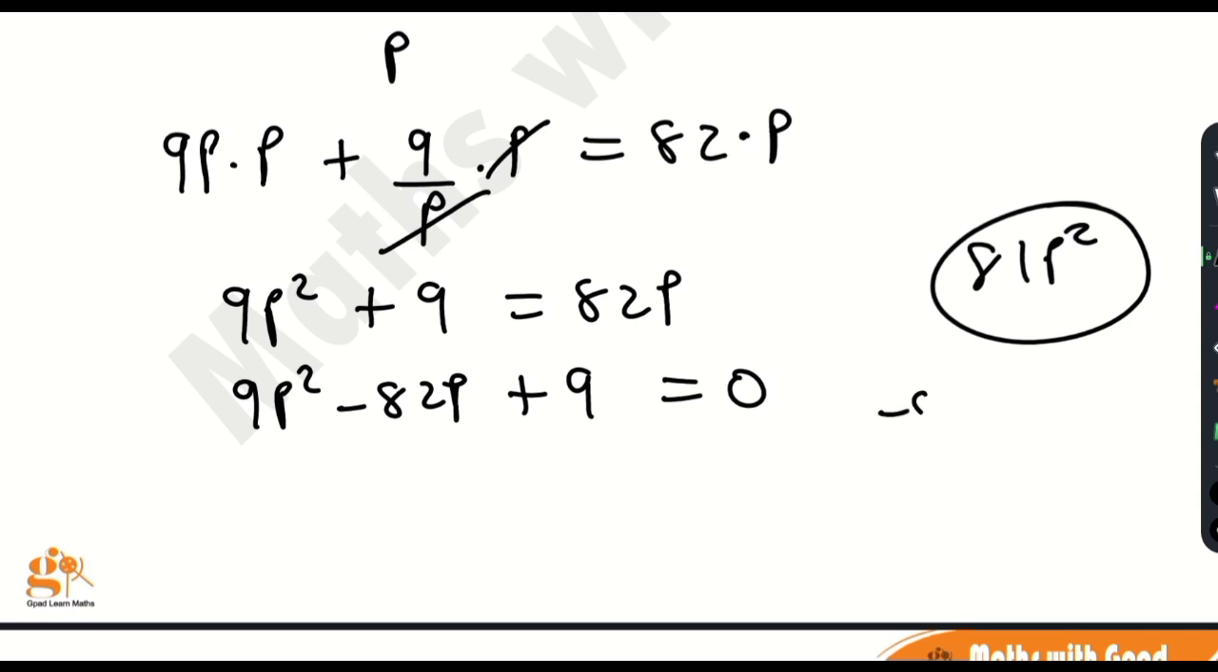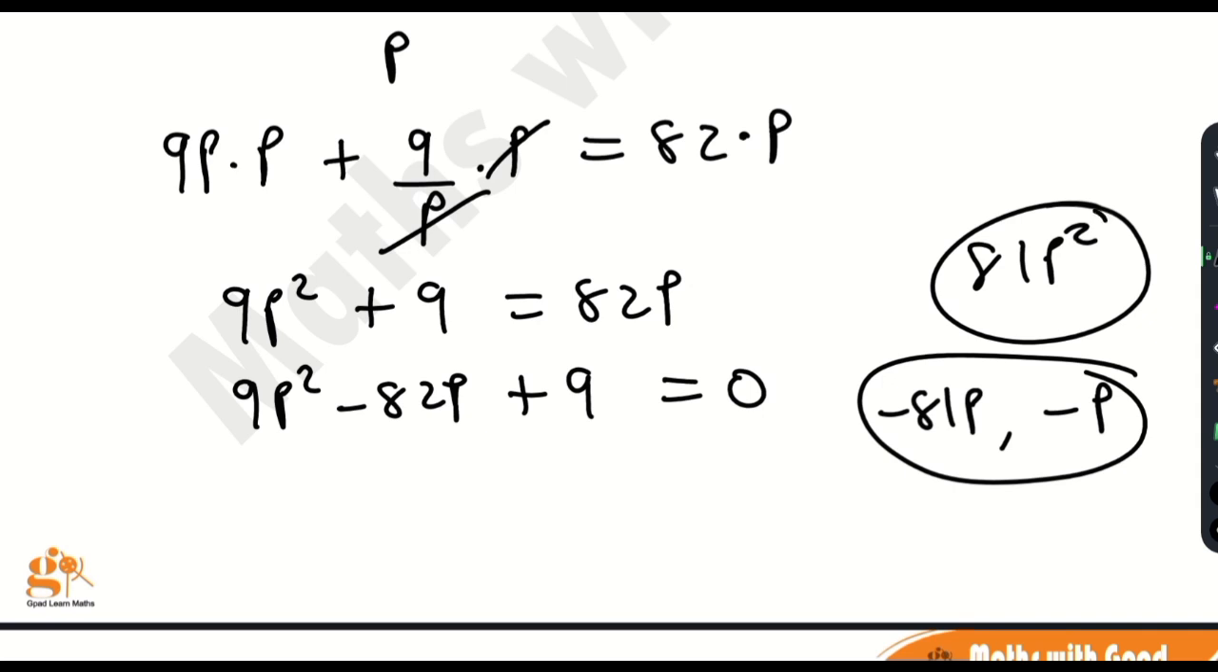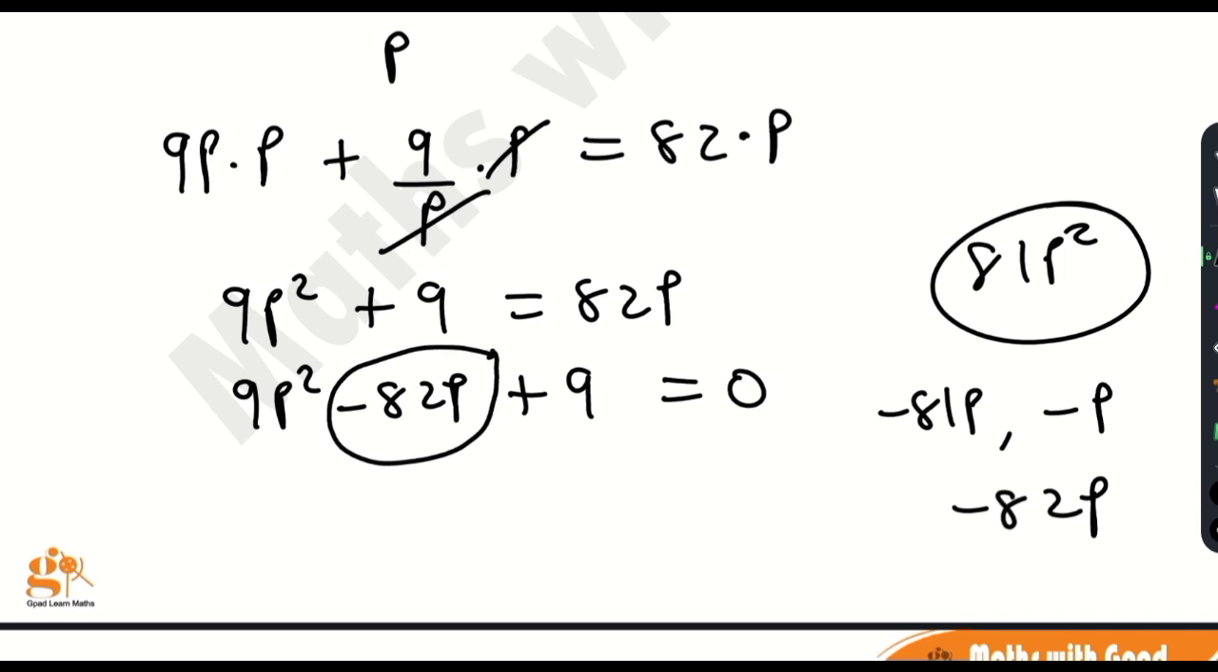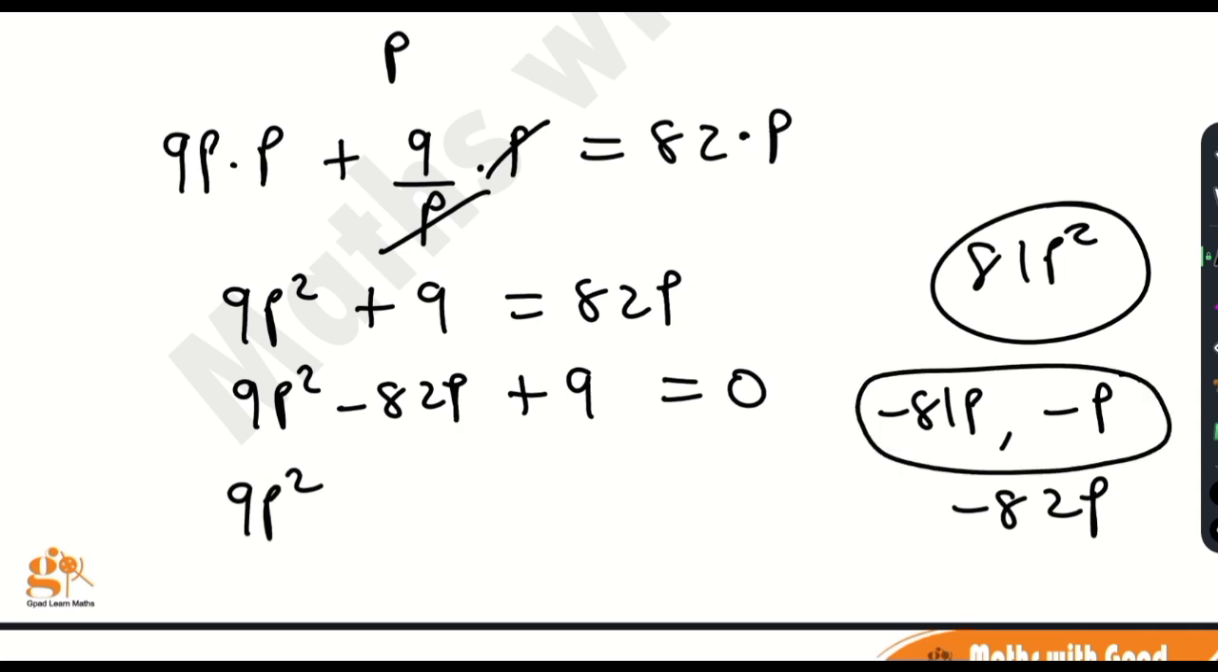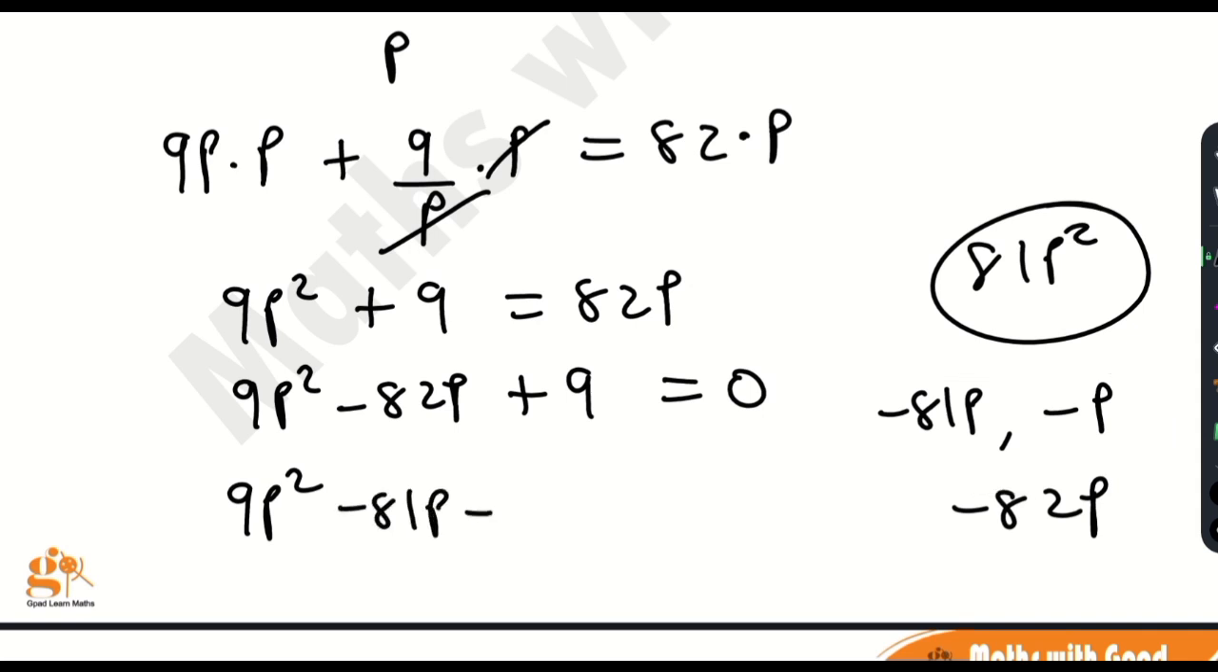What should they be? Minus 81p and minus p. If you multiply these, you will get 81p squared, and if you add these two, minus 81p and negative p, you get negative 82p, which is what I have in this middle term here. So that makes it much easier for us. That's going to be 9p squared. I'm going to replace negative 82p with these 2 factors, so it's going to be minus 81p, then minus p, then plus 9, and is equal to 0.